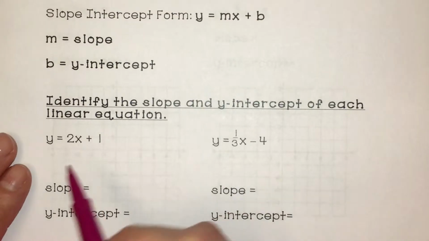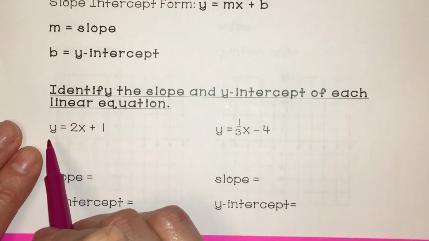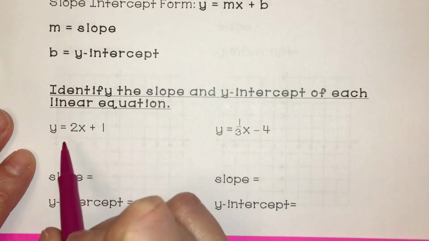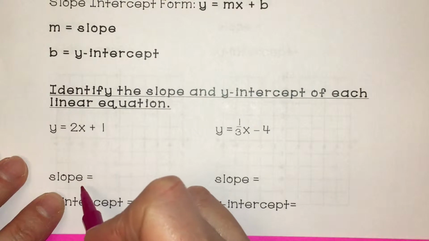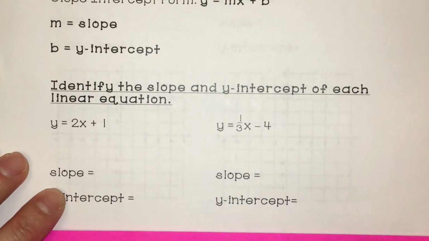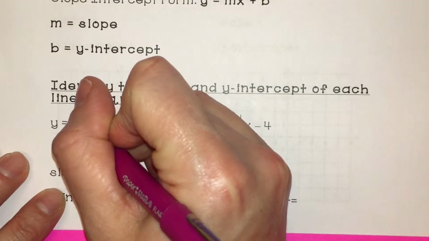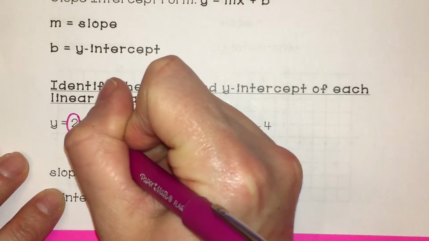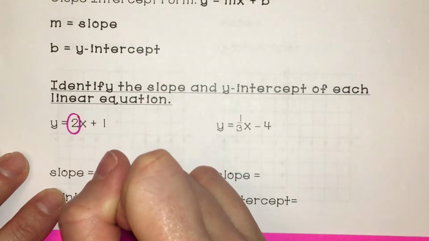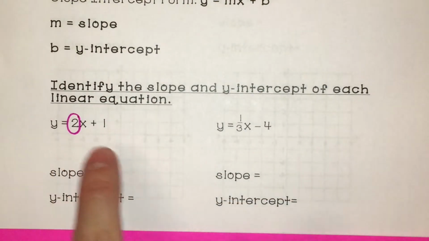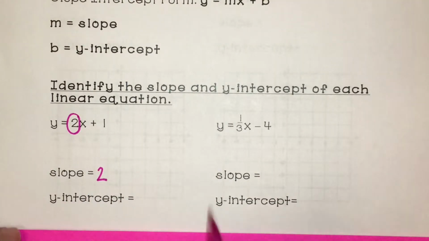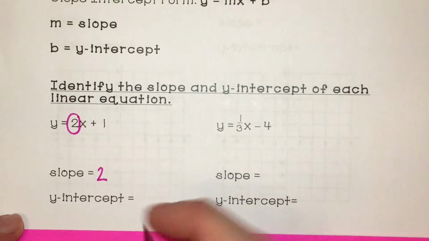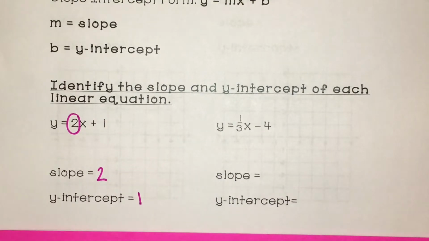So in this first one, y is all by itself on the left side. We have y equals 2x plus 1. So the slope, also called m, is the number that's multiplied by x in this form. So 2 is multiplied by x, so the slope is 2. Make sure you don't write 2x, it's just 2, the number that's multiplied by x. And what's added on, plus 1, so positive 1 would be our y-intercept.